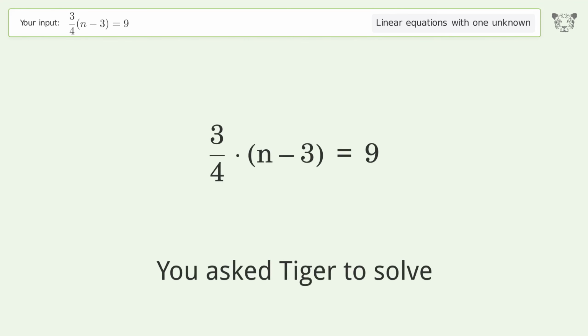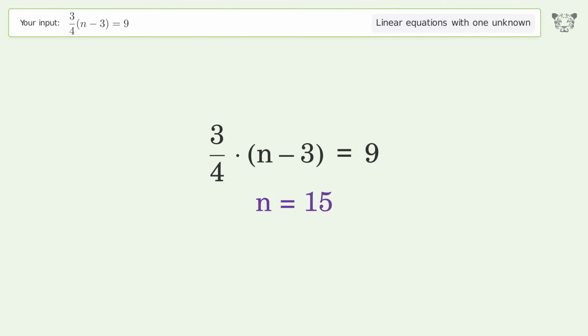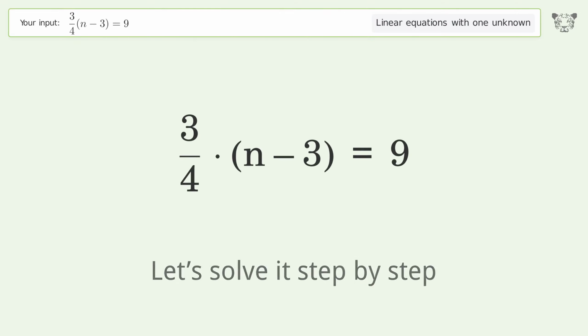You ask Tiger to solve. This deals with linear equations with one unknown. The final result is n equals 15. Let's solve it step by step.